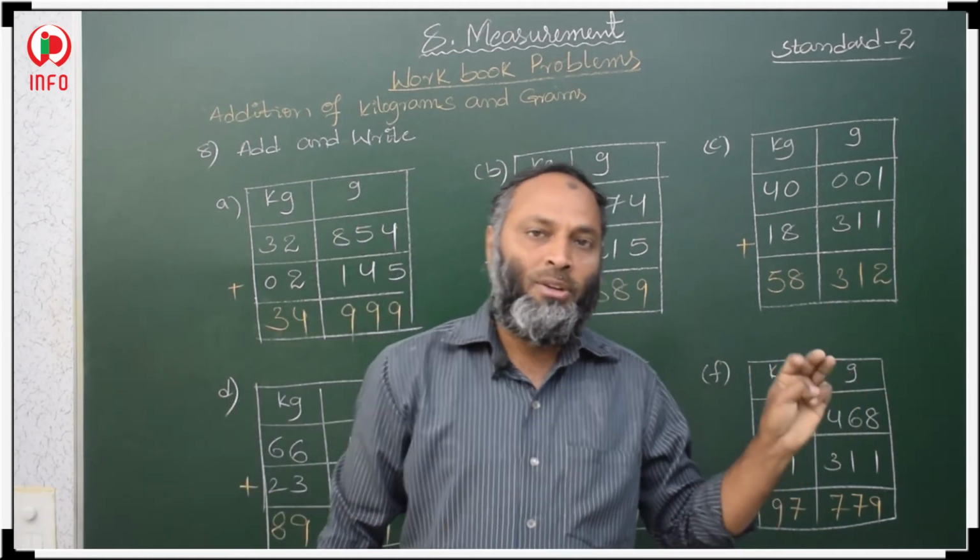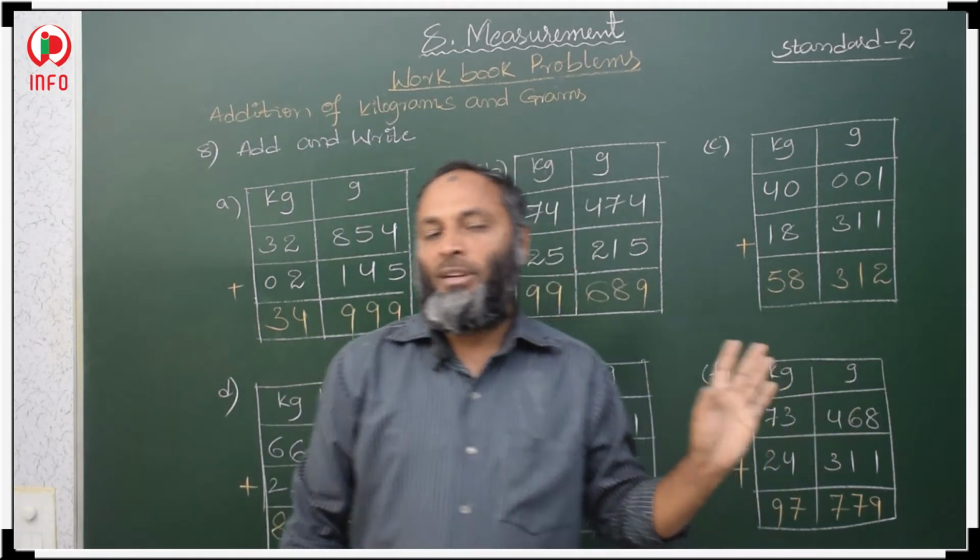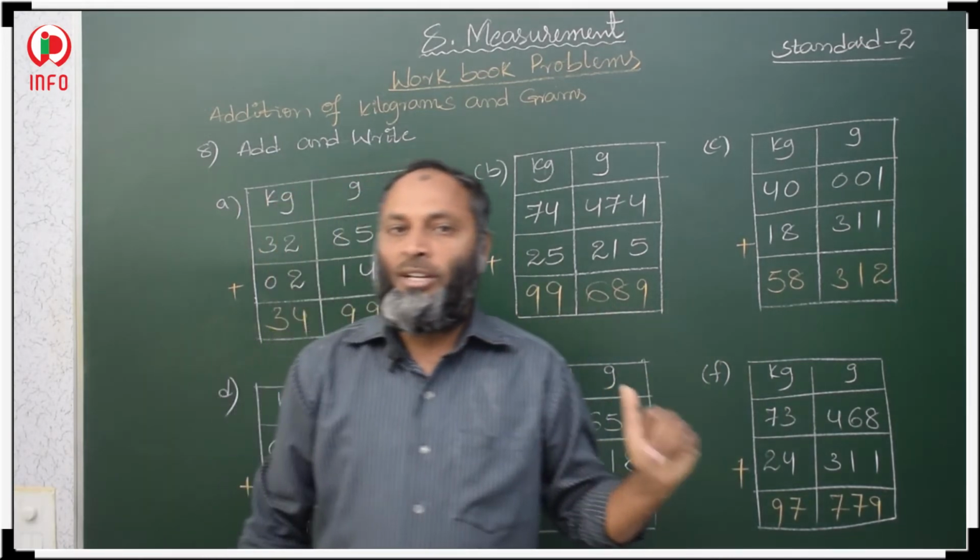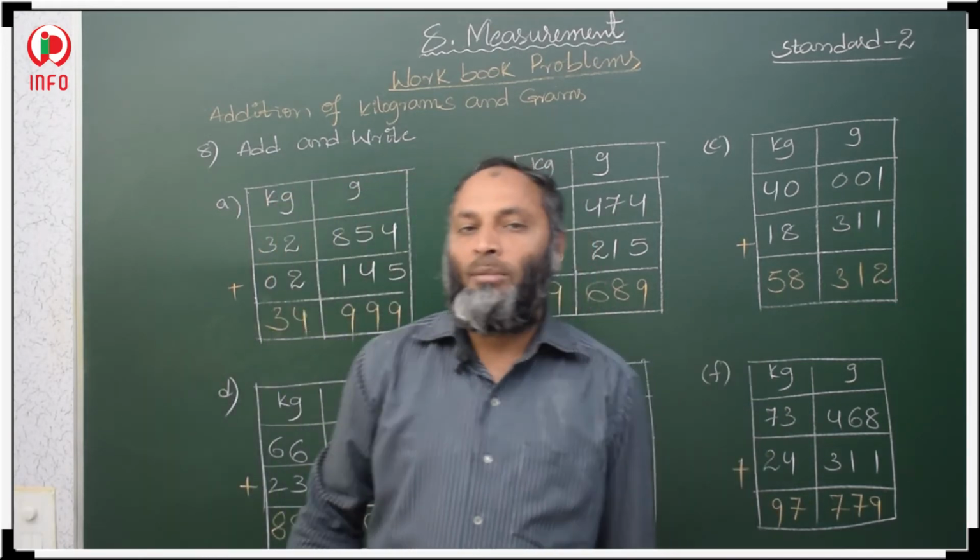So in the addition of kgs and grams, first we add grams, in the grams the extreme right digit we have to add, then after that kgs we have to add. This is the method to add kilograms and grams.